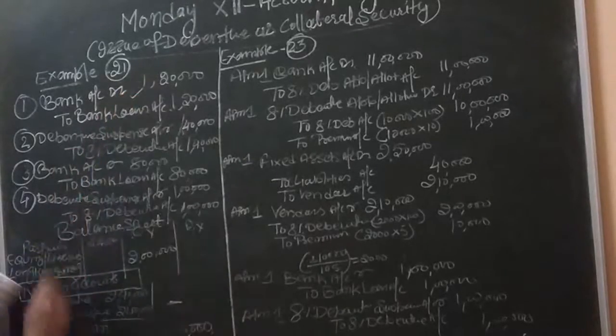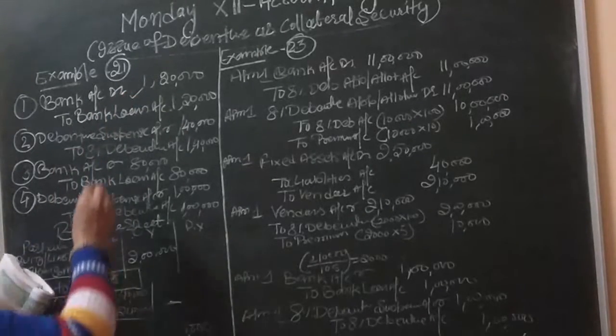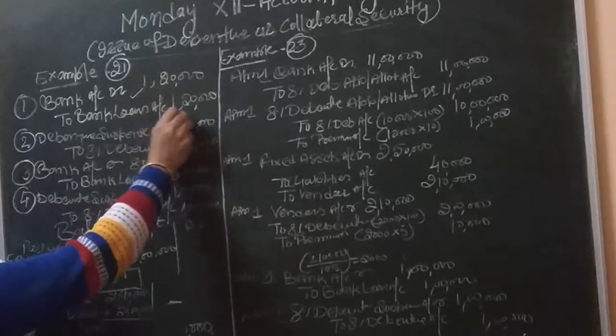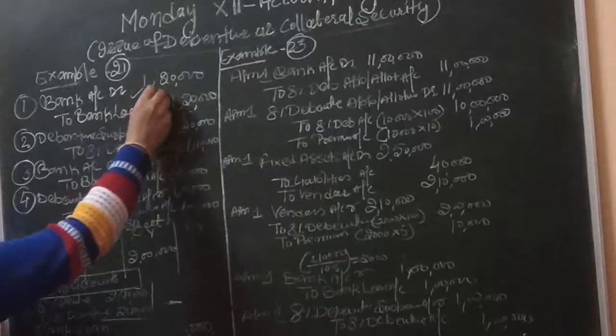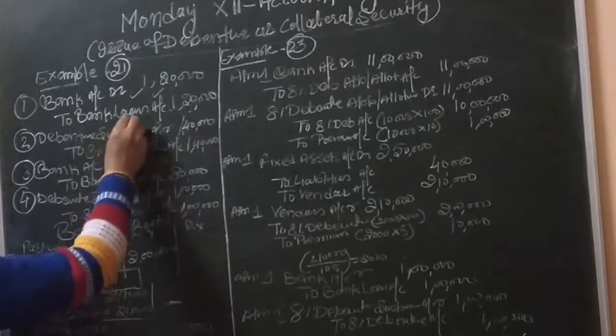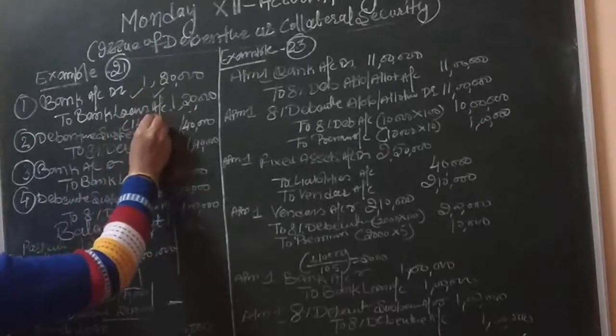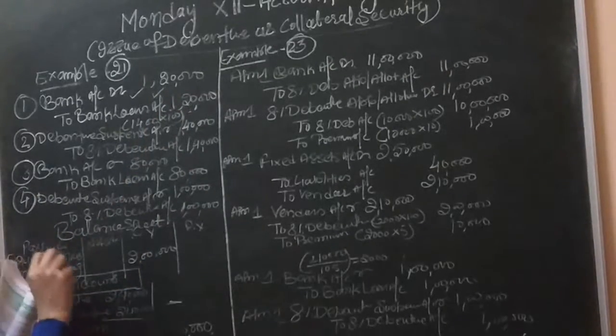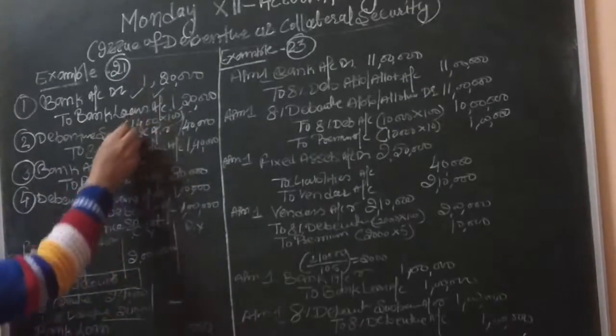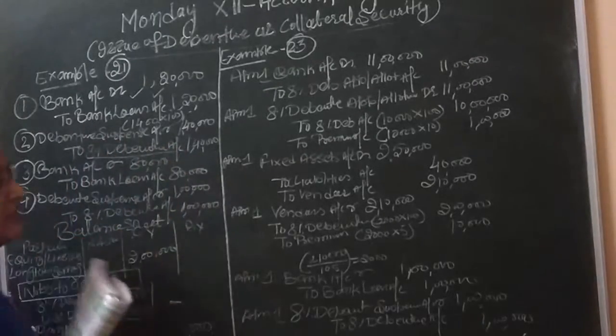First of all, when the loan is taken from the bank, the entry will be made: Bank Account debit to Bank Loan, rupees 1,20,000. And for this loan the company issued 1400 debentures of rupees 100 each. So when the debentures are issued, the entry will be made: Debenture Suspense Account debit to Debentures Account.